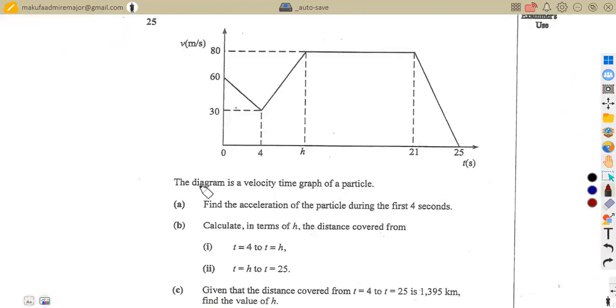That affects our sign also. Number 25, we are given the diagram, a velocity time graph of a particle. Find the acceleration of the particle during the first 4 seconds.